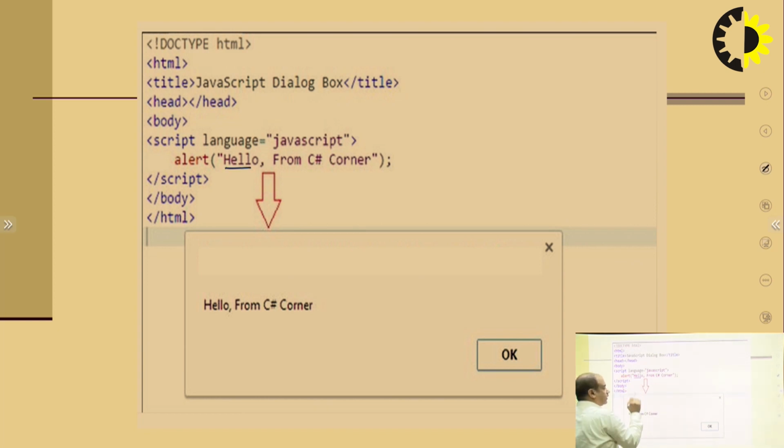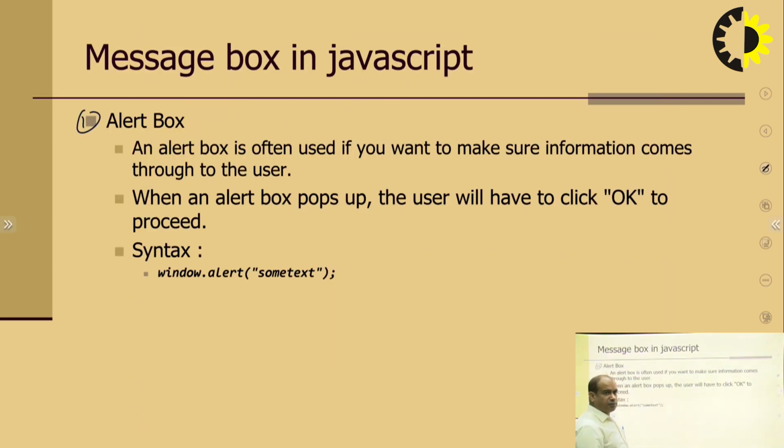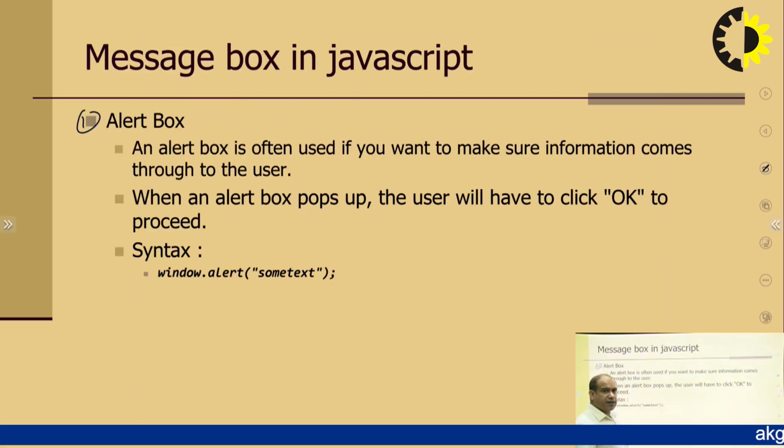We have to define that particular value we want to confirm. So I have written hello from C# corner. The script tag will be closed and the body tag will be closed. Once you run it, a message box will appear here, and whatever text you are writing will appear here, and you have to click on OK to proceed, because in an alert box a message makes sure information comes through to the user.